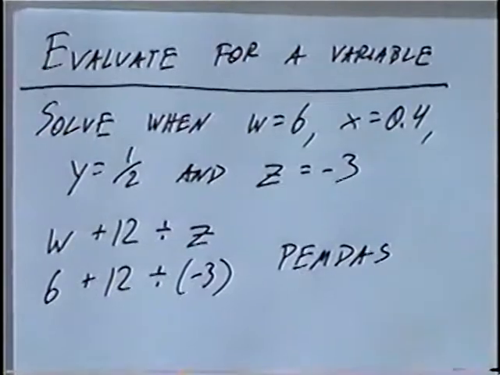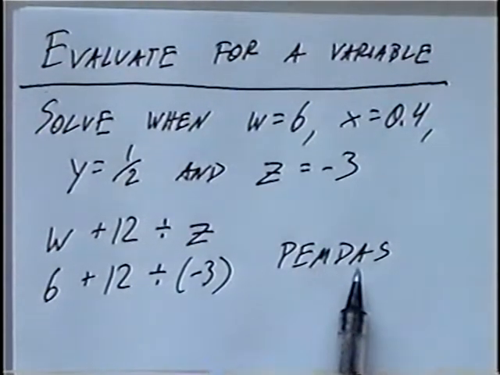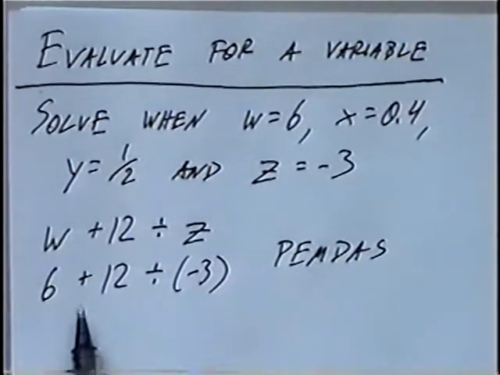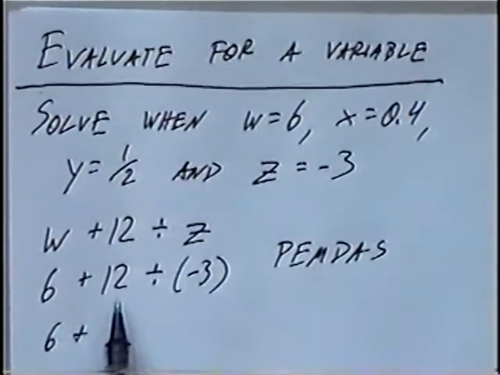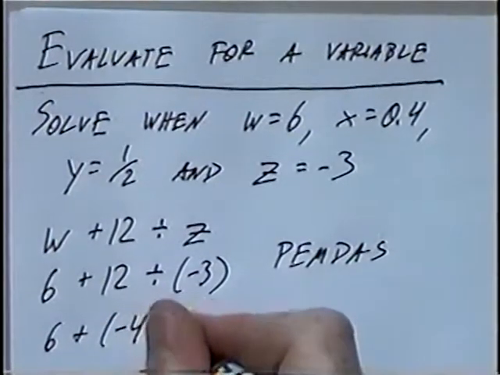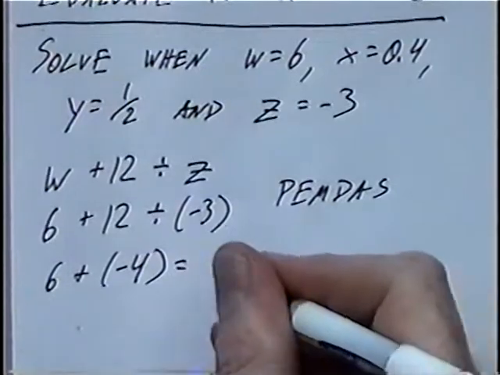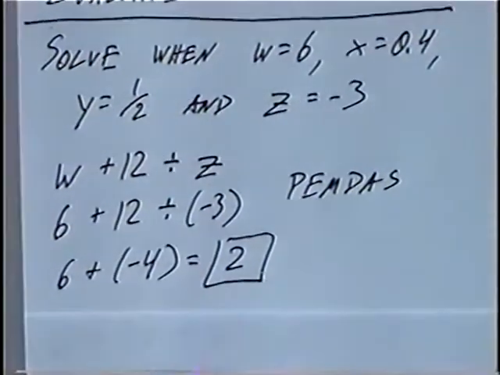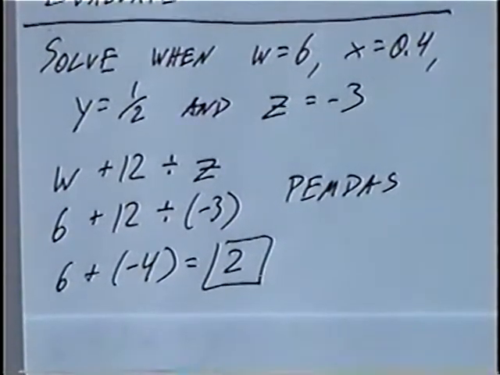the order of operations, parentheses, exponents, multiplication, division, addition, and subtraction. We'll do division before we do addition. So 6 plus 12 divided by -3 would be -4, and 6 plus -4 equals 2. Second question and last question for the section.